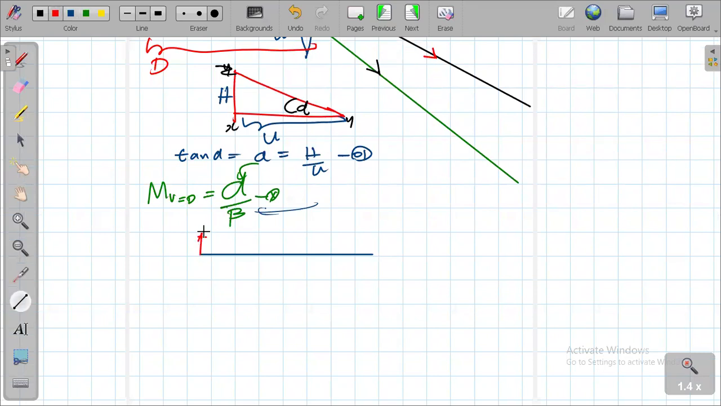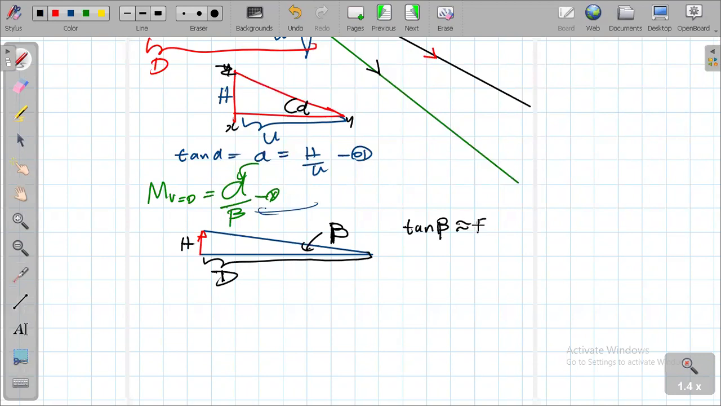That is how it looks when you look directly from 25 centimeters away. H, beta. Tan beta, what can we take? Tan beta, because mathematically for very small angles we approximately take the angle itself as the radian value. Beta is H over D.